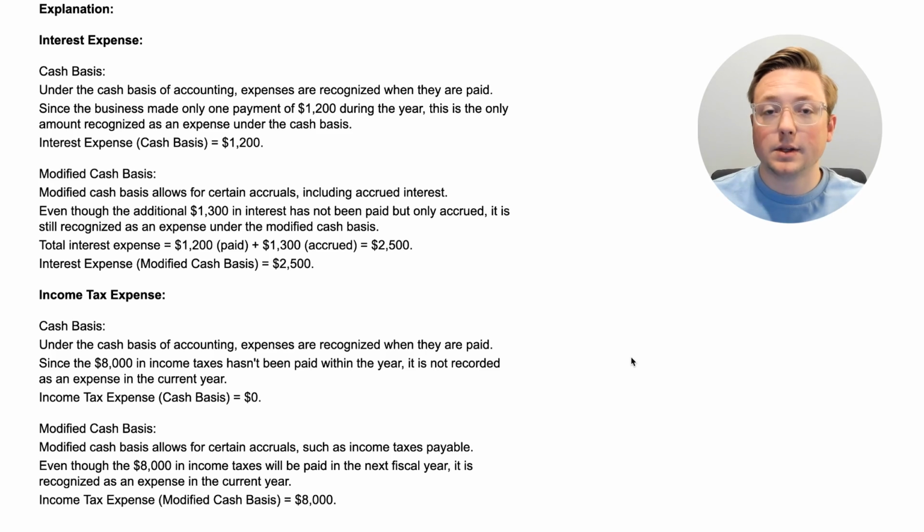So I hope you've been able to see cash basis accounting is pretty straightforward. All you care about is the cash received and the cash paid. Modified cash is a lot closer to accrual accounting, but still has a few things from cash accounting, mainly how the revenue works. But again, I hope this has all made sense so far.